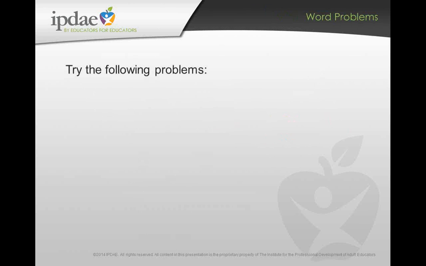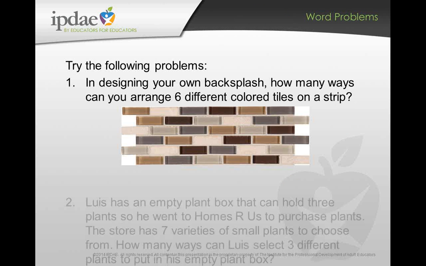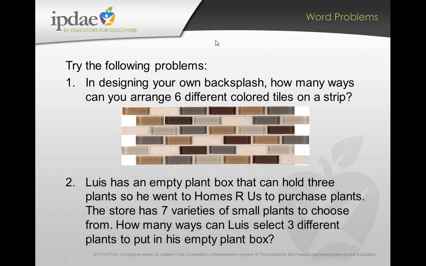All right, so we have a couple of problems here, and I want to go over this very quickly with you. The first thing you need to know is whether the situation calls for a permutation or a combination. First, in designing your own backsplash, how many ways can you arrange 6 different color tiles on a strip? Here you have different colors: the dark brown, a light gray, I think this is a tan color, and then an even darker shade of brown, a shiny color here, that type of thing.